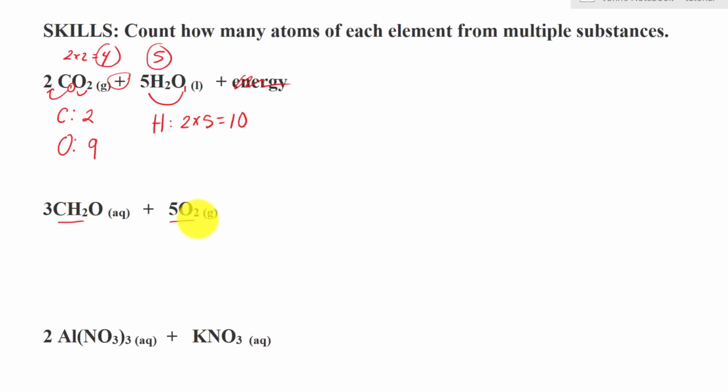So what we have here is this. Look at carbon. Again, there's no subscript, so 1 times 3 gives you 3. The 3 comes from there. And then for hydrogen, here we have 2 times 3. Well, 2 times 3 gives us 6. And then what do we have over here? We have oxygen. Right here, 1 times 3 gives us 3 oxygen. Here, 2 times 5 gives us 10. What is 3 plus 10? That gives us a total of 13. And that's pretty easy, isn't it?